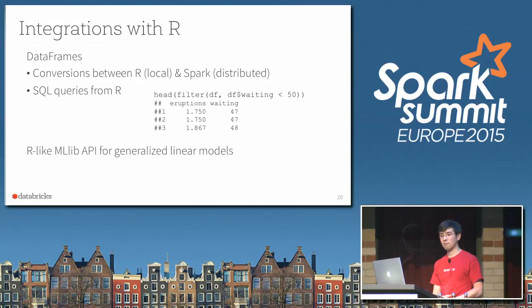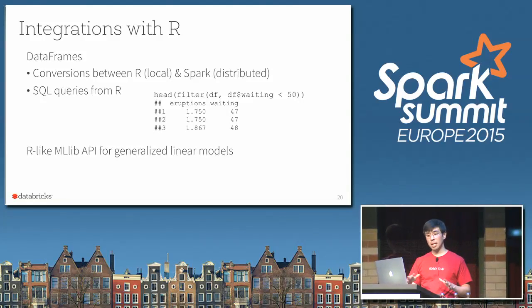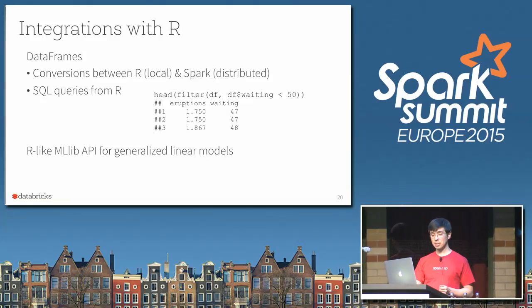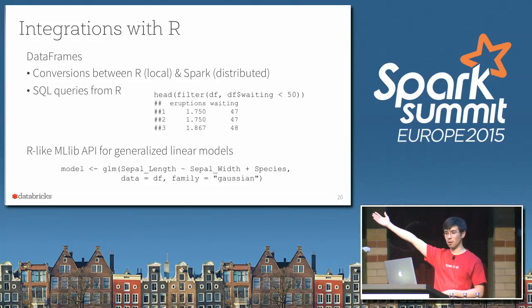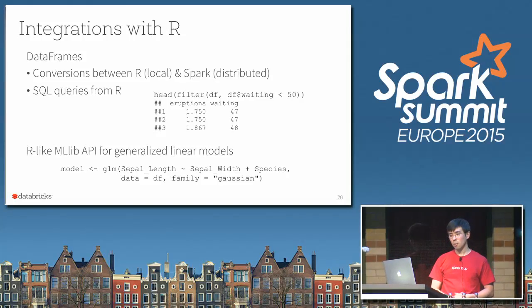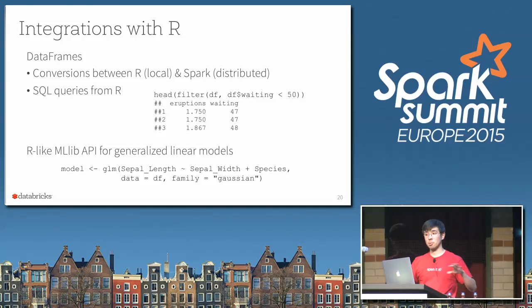And then in 1.5, we introduced an R-like MLlib API for generalized linear models, where you could make a call like this, which looks like a normal R call to GLM, uses our formula and so on. But really what this is doing is operating on a distributed data frame and calling into the distributed Scala implementation.